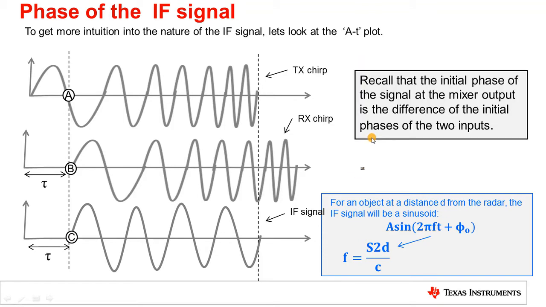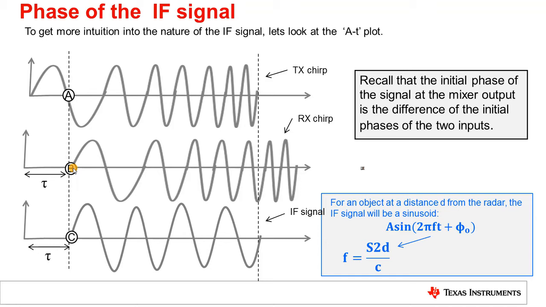Recall from module 1 that the initial phase of the IF signal at the mixer output is the difference of the initial phases of the two inputs. So this phase at C, which is again the same as phi naught, is going to be the difference of the phase of the TX chirp at point A and the phase of the RX chirp at point B.